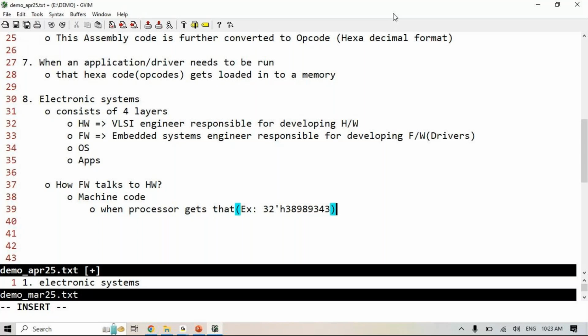Let's say you are playing a gaming application. What will be the size of the gaming application? Gigabytes, right? So this is how many bytes? 4 bytes. Gigabytes means how many such things should be there to make it gigabytes? A lot, right? So when the processor gets that code, called opcode, it decodes it and executes.